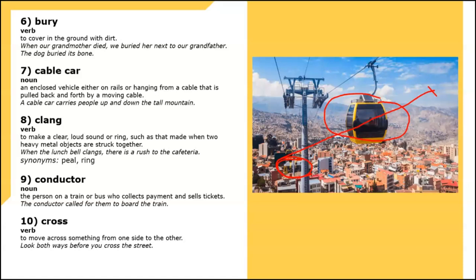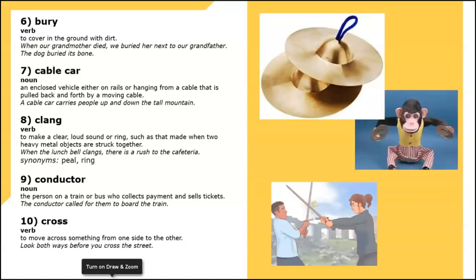So we use the cable car to go up at a faster rate than just walking. That's cable car. Our next word is clang. Clang is a verb, it's an action word, and clang means to make a clear, loud sound or ring, but it's usually talking about metal objects, metal things that are struck together, they hit together, such as this instrument.